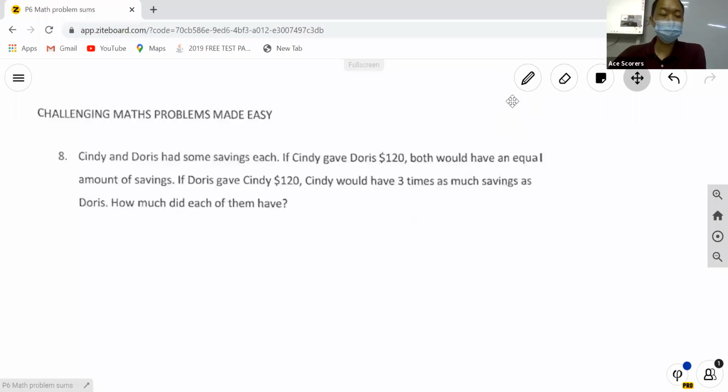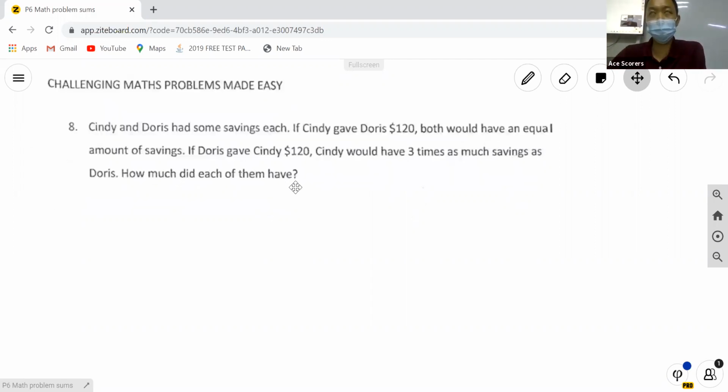All right. So Cindy and Doris, they both have some savings. Now if Cindy gives 120, both will have an equal amount. If Doris gives Cindy 120, Cindy will have 3 times. How much did each one of them have? Now this particular question, you don't really need to use a model. If you want, you can actually use the before and after. But there will be like 2 scenarios.